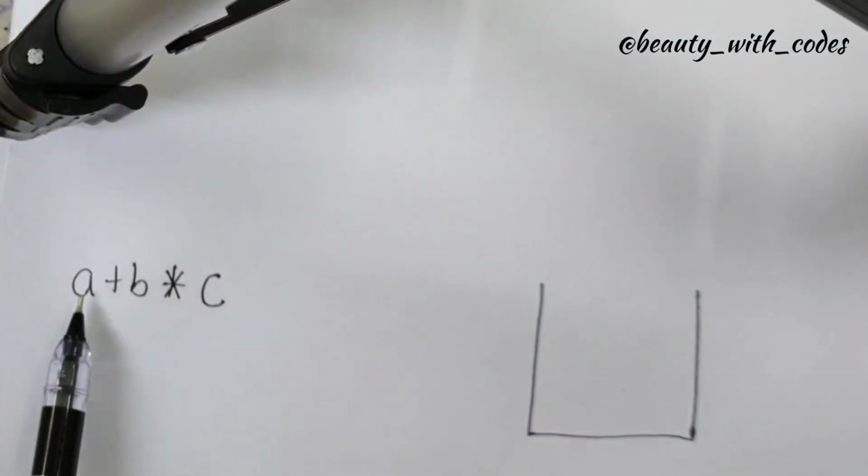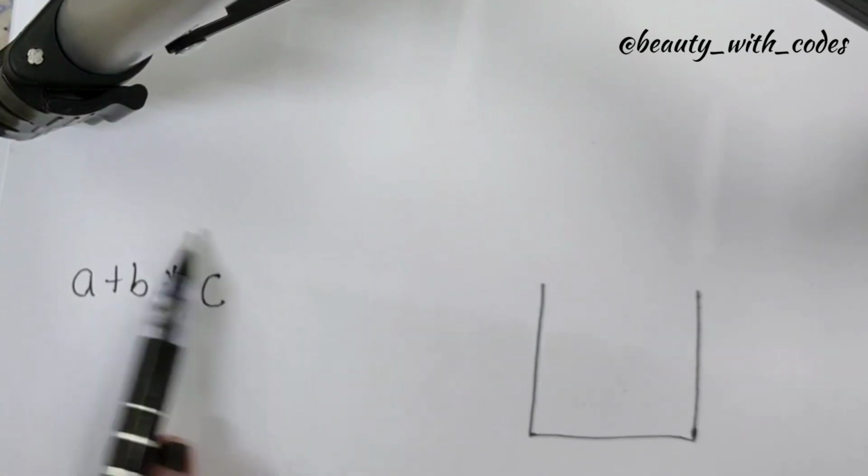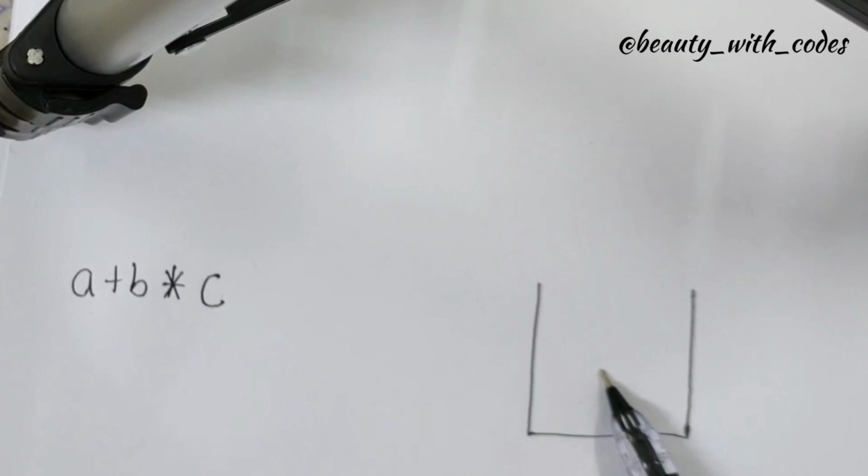So this is our expression: a plus b multiplied by c. What is this? This is an infix expression, isn't it? We are quite familiar with this expression since childhood. So yes, this is an infix expression, and what is our job? Our job is to convert this infix expression into a postfix expression. How? With the help of this stack.